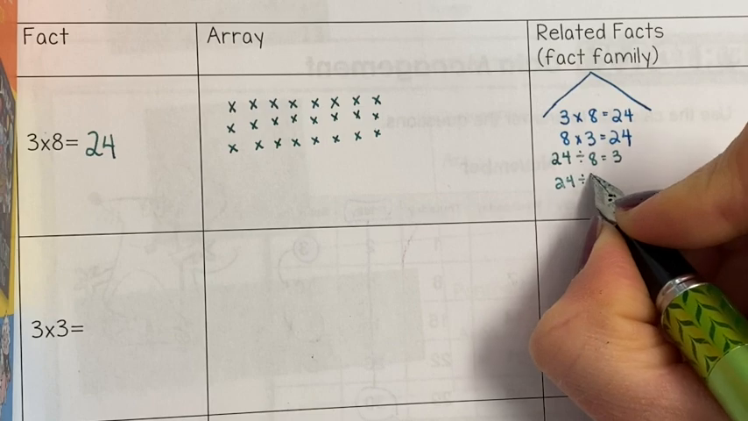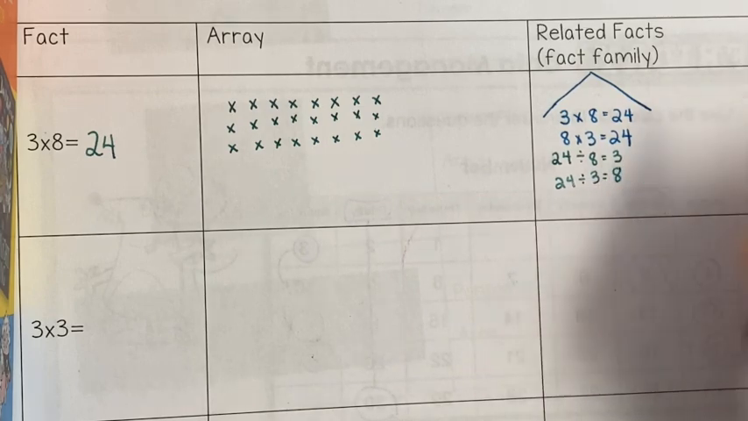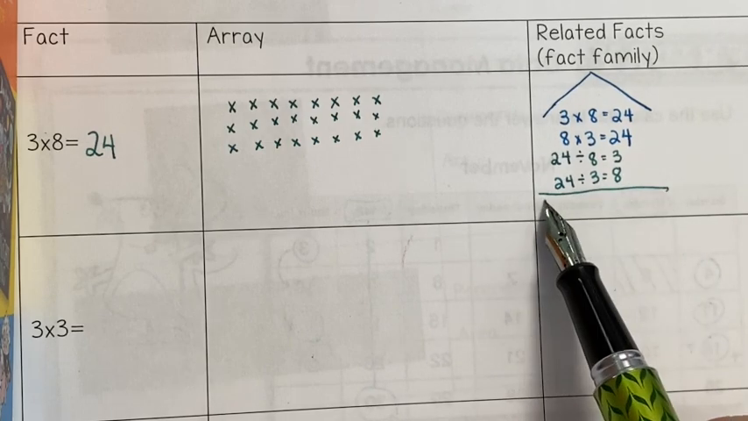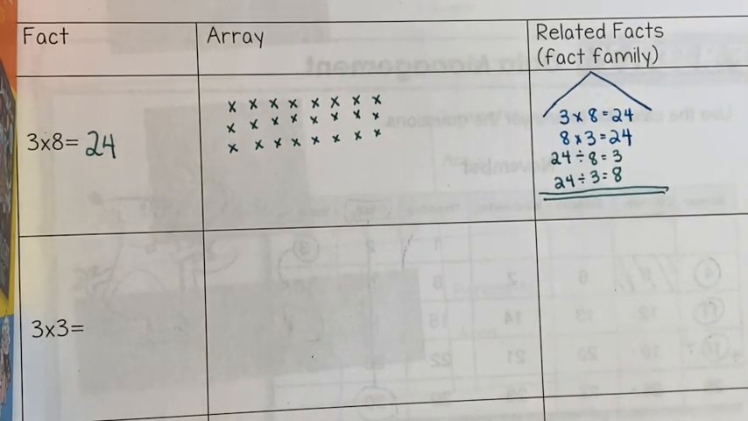24 divided by 3 is 8. And the foundation of my fact family. Now I'm going to do repeated addition and repeated subtraction for you guys. For grade 2 and grade 3, I'm only expecting repeated addition. If you want the grade 4 challenge, the challenge is to do some repeated subtraction, okay?